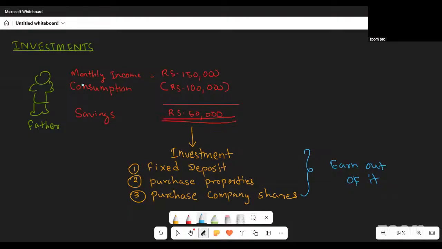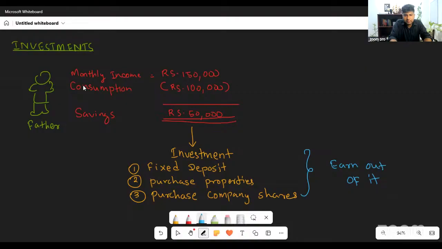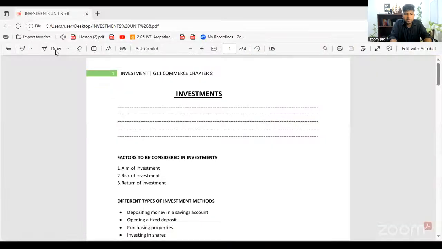Now we'll write down the definition in your tute. What is investment? In the tute, write down this definition. I have given investment and some blanks, so write down the definition there.